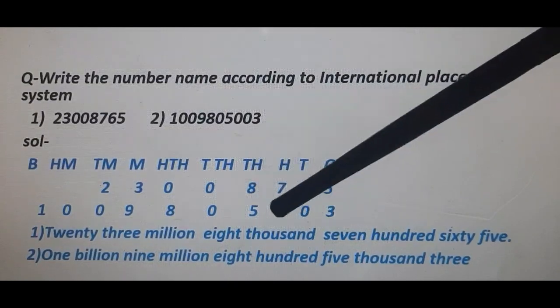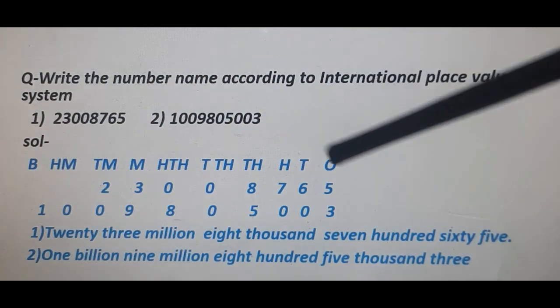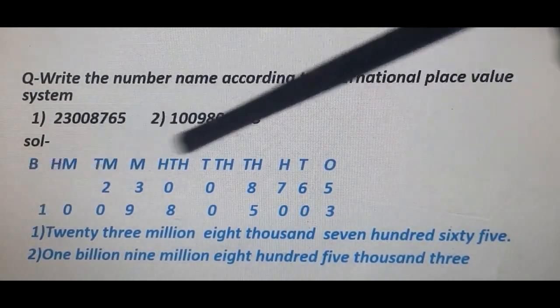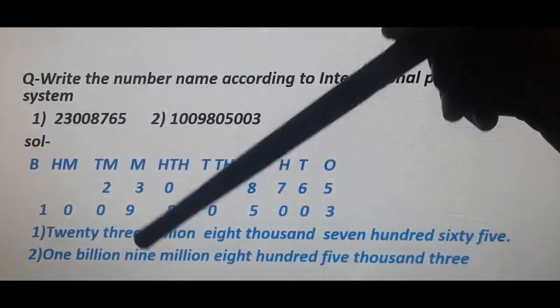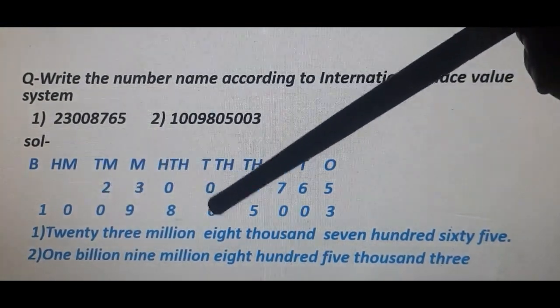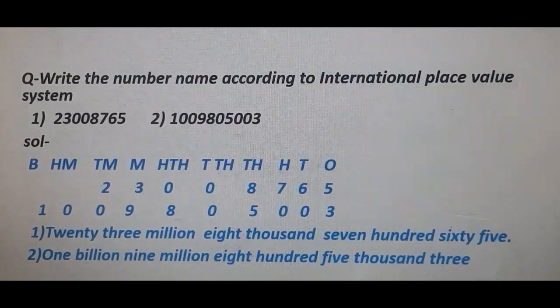3, then 0, 0, 5, 0, 8, 9, 0, 0, 1. Now look here. 1 is at billions place. So 1 billion, 9 million, 805,003. Understood?